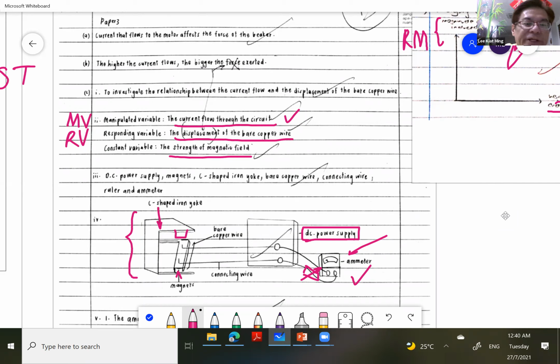So we look at the aim: to investigate the relationship between the manipulated variable, current that flows in the circuit, and the responding variable, displacement of the bare copper wire. Clear? Look at the hypothesis. The higher the manipulated variable, current that flows, the higher the displacement.